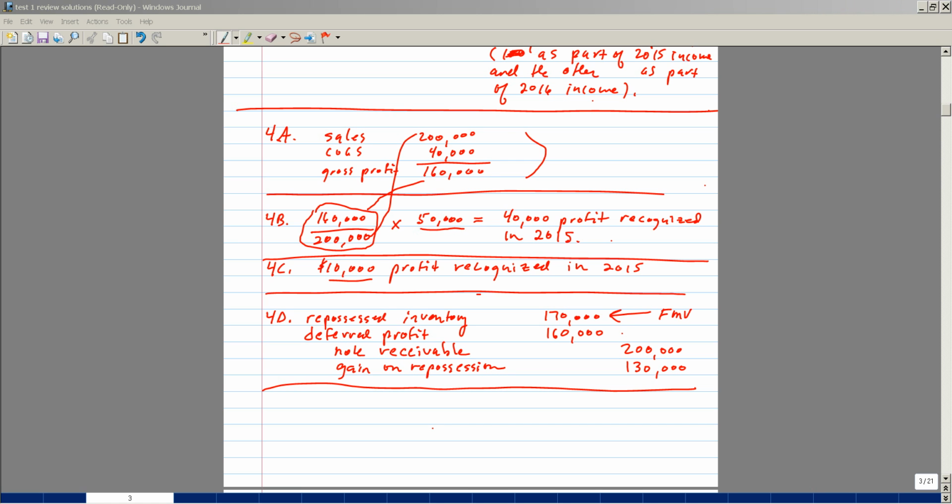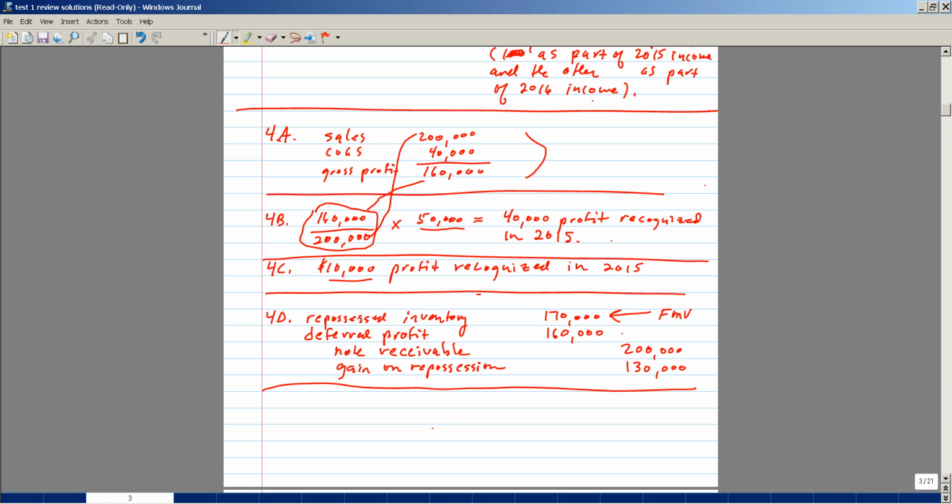Part D of the problem here asks us to revisit the accounting. Here we're asked to assume that XYZ failed to make their agreed upon December 31st, 2015 payment and that we repossessed the machine in January 2016. At the time we repossessed the machine in January 2016, the fair market value of the machine is $170,000. Okay, so what we have in D is a repossession of an item sold on the installment basis. And the accounting there is real simple.